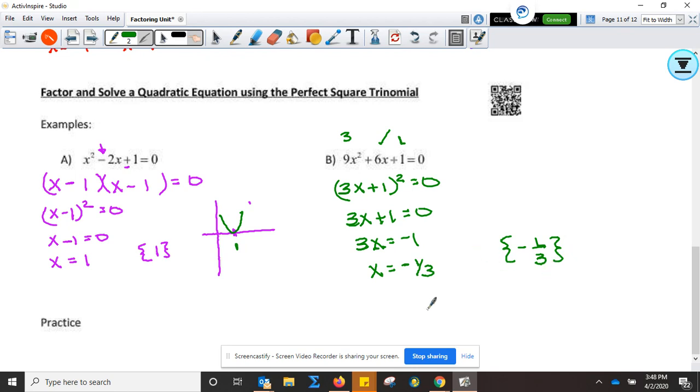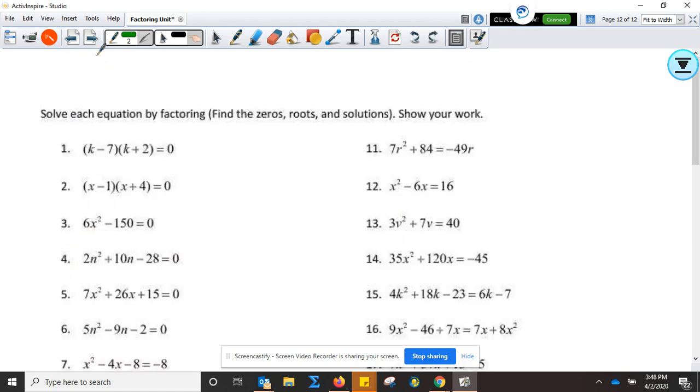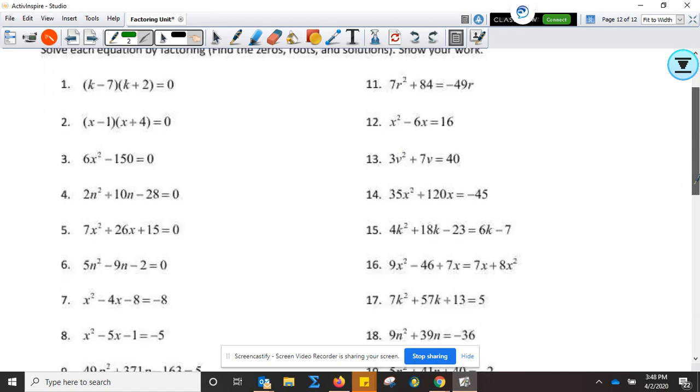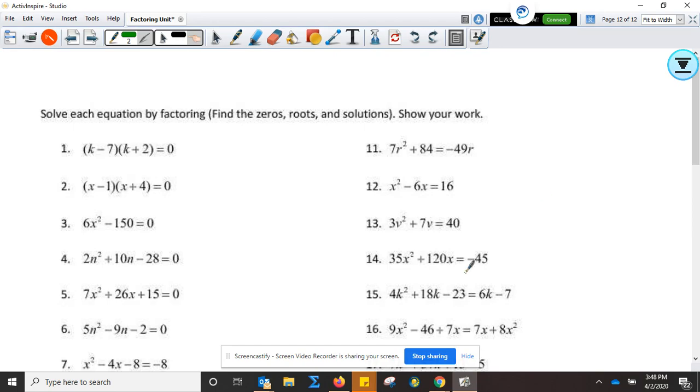All right. And right here's the practice for the next page. And be sure to do those and check your answers. Thank you.